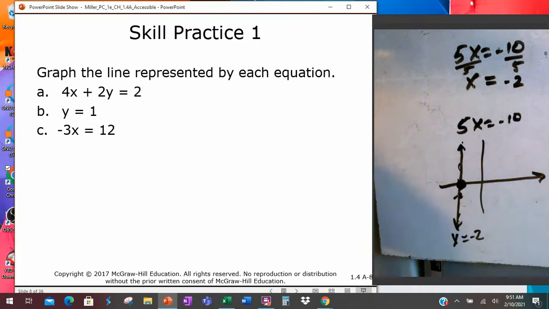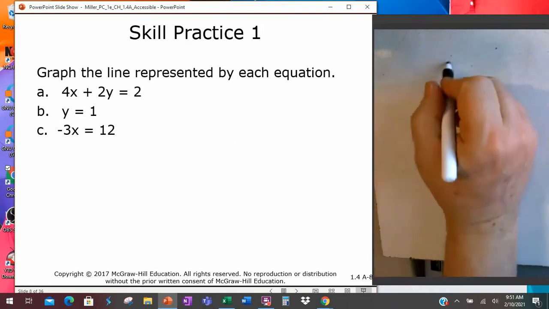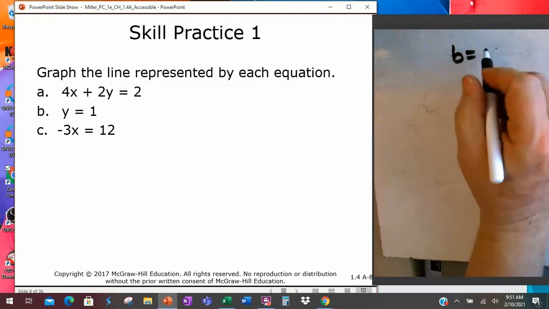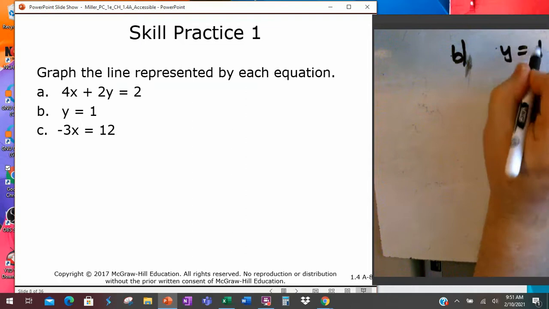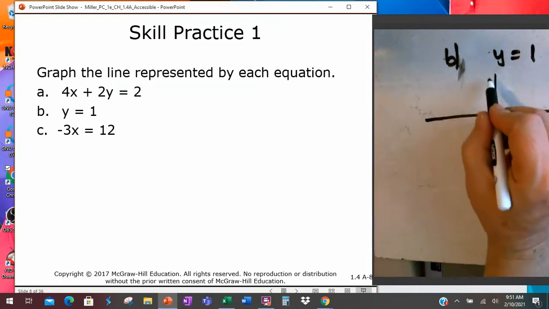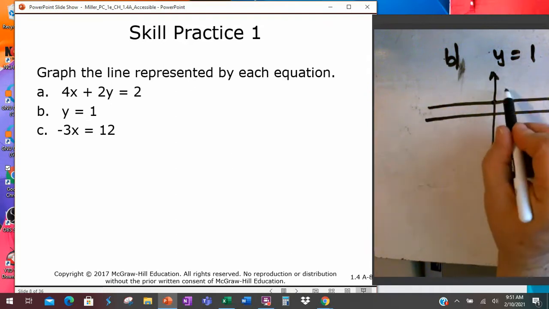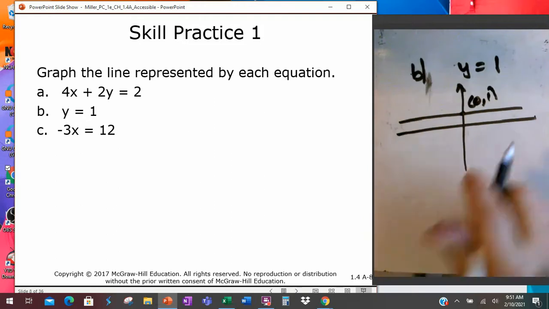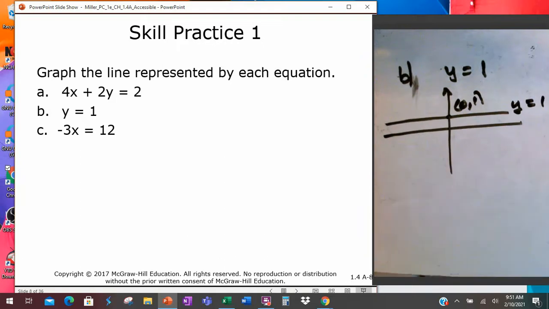Okay, so one more. I'm going to let you do A, and I do want to cover what B looks like, because we're going to use this. So B says y is equal to 1. That looks like, all along the line, here's 1, so with x equal to 0, 1 is the y-intercept. That's the only thing I've got. I've got no x-intercepts. And I write the equation of that constant line as y is equal to 1.